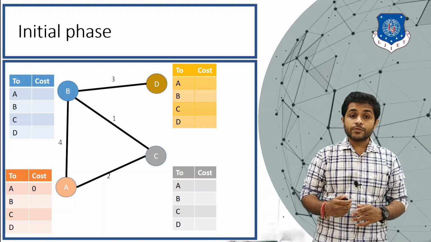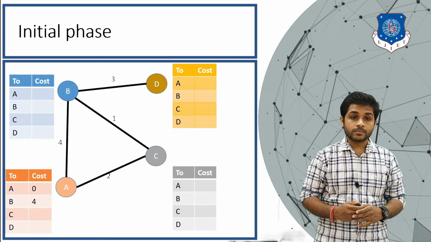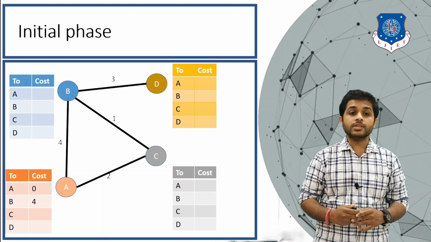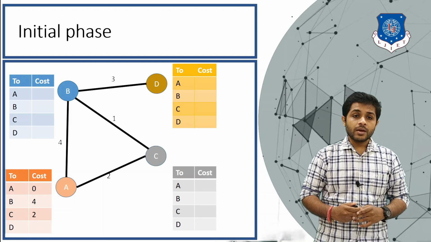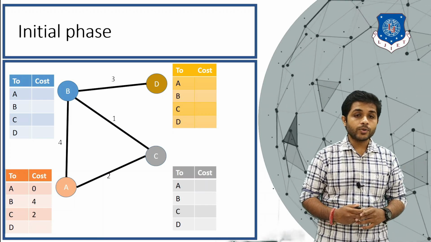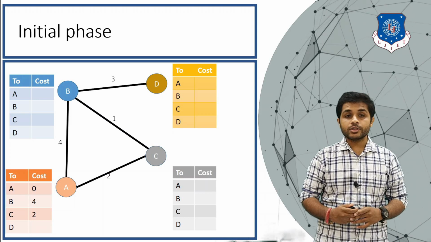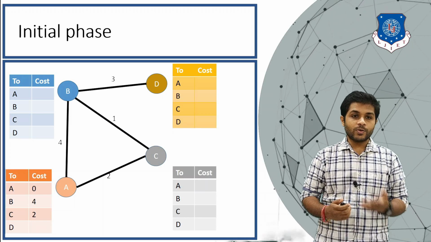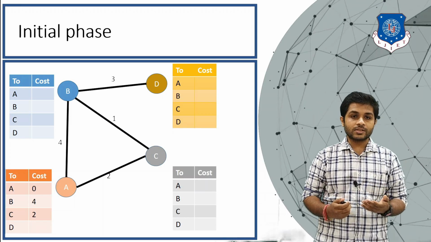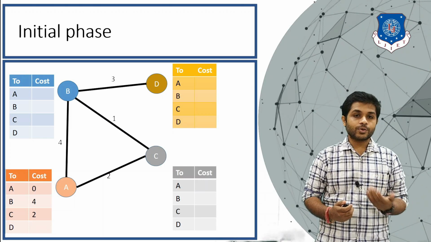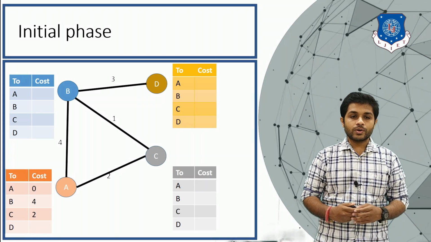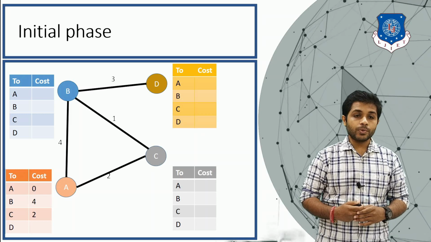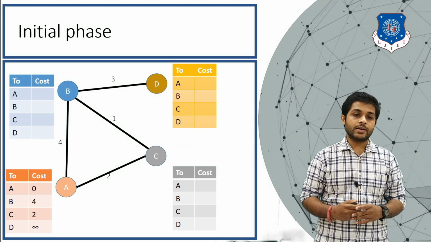Now the distance from A to B is 4 and the distance from A to C is 2. But router D is not connected to router A directly, so router A doesn't know the distance from itself to D. So in that case, it will put infinite in that field.